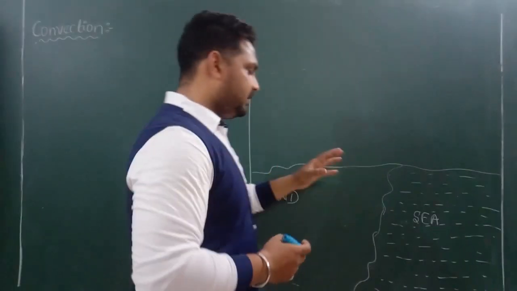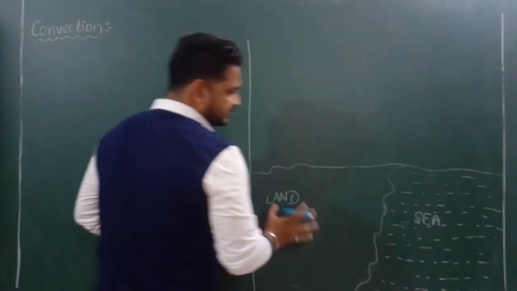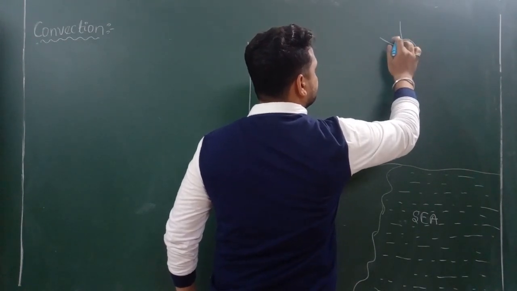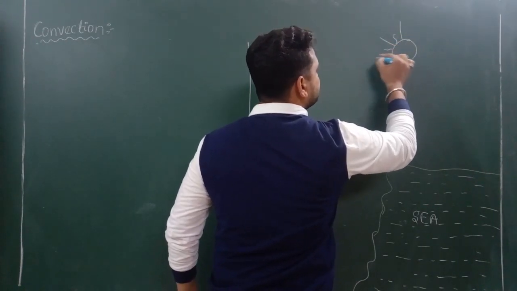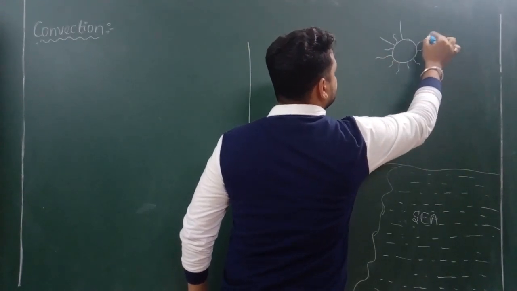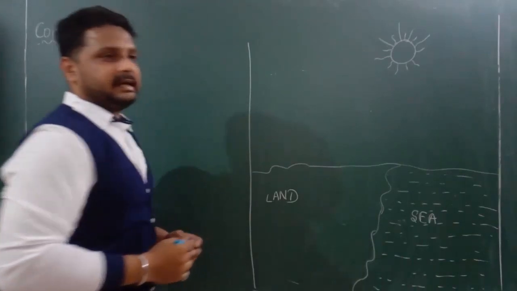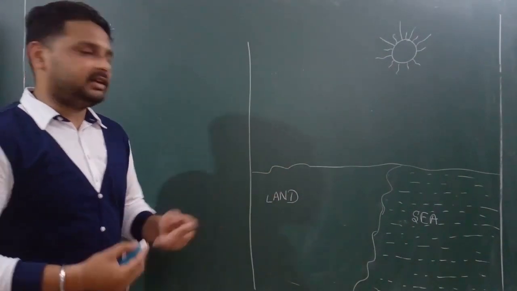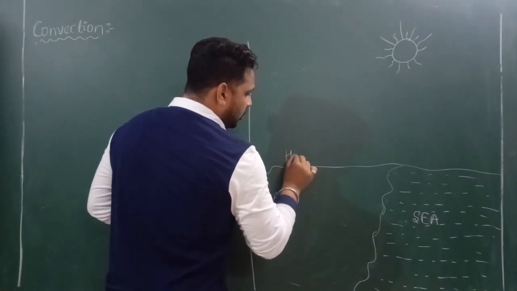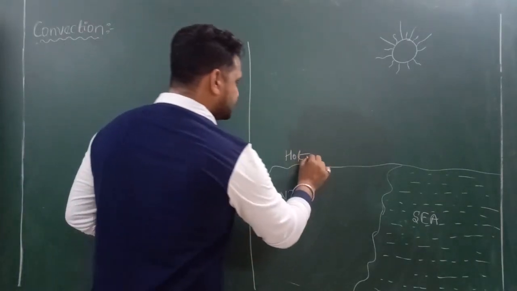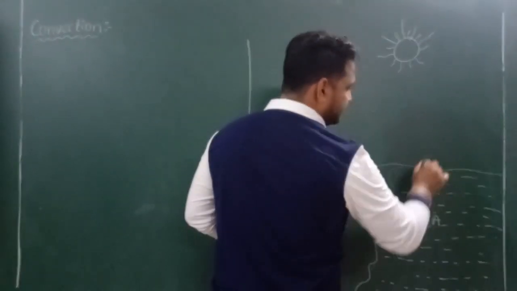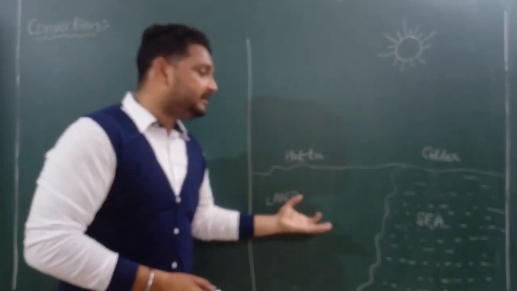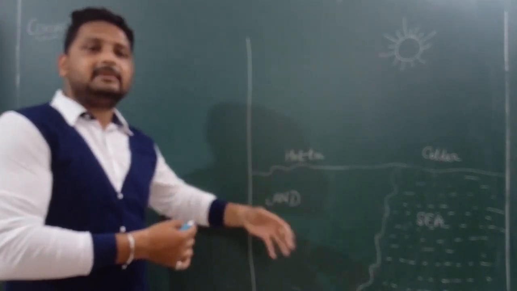Suppose this is a coastal area, this is the sea part, and this is the land area, and it is the daytime. So during the daytime, what happens? The land gets heated very quickly. It becomes very hot, much hotter as compared to the sea, which is colder, or we can say less hot. So the land quickly becomes heated up.